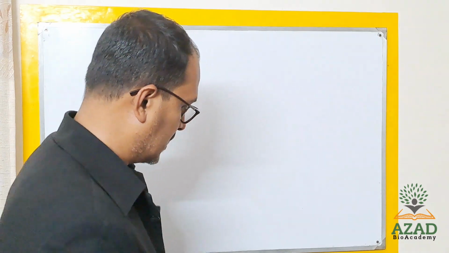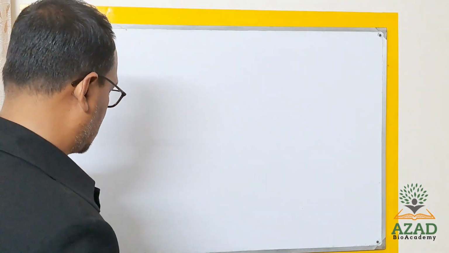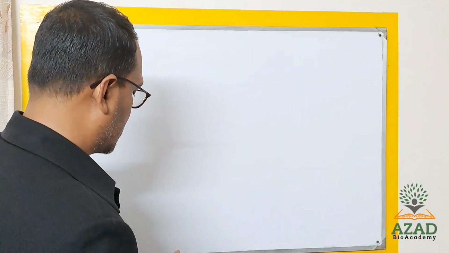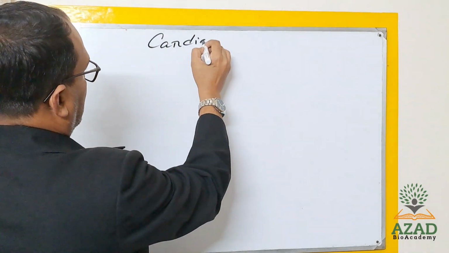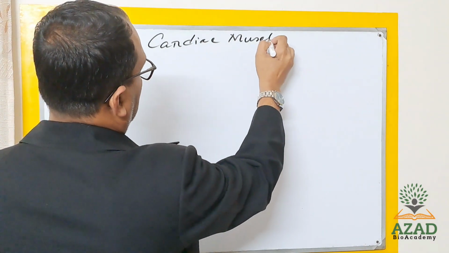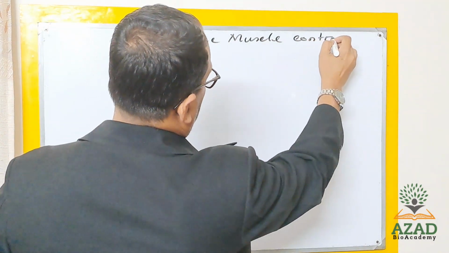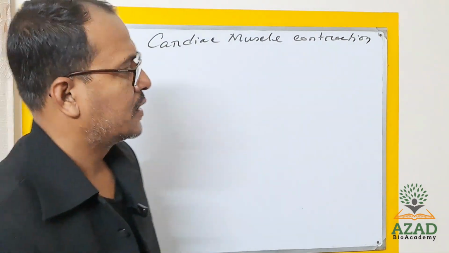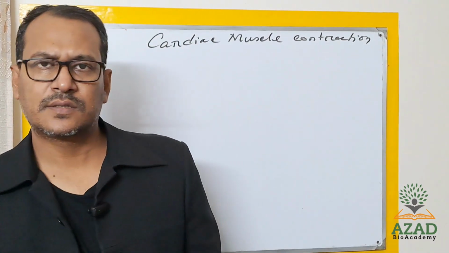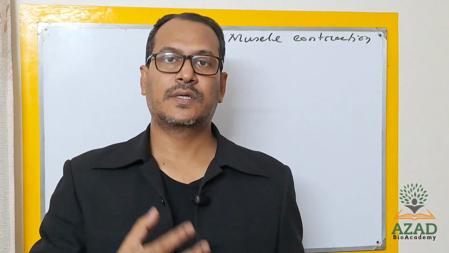I will try to explain the whole procedure of cardiac muscle contraction. Before going to the details, I can write the heading: cardiac muscle contraction. The cardiac muscle is somewhat different from other muscle, because within our body there are three types of muscle.